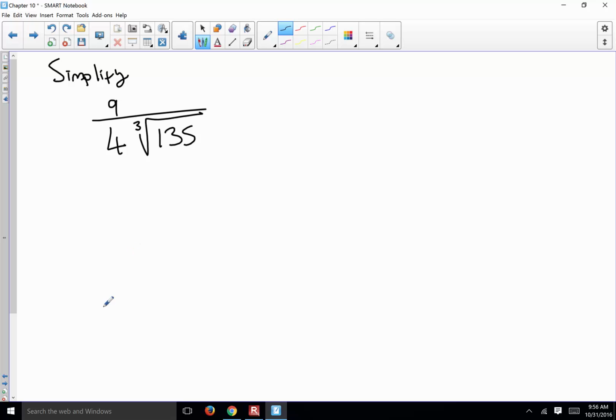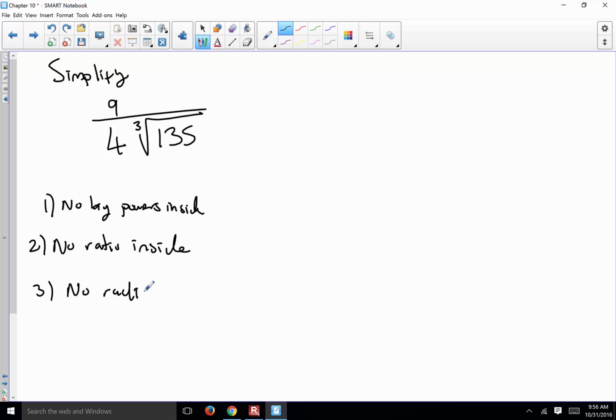Yes, we can. Again, simplify means no big powers inside. Do you see a big power inside? Yes, so we can simplify. And no ratio inside. And no radical in the denominator. I see a radical here, for example, in the denominator, so that needs to be taken care of. I just flipped it, and this problem is harder.